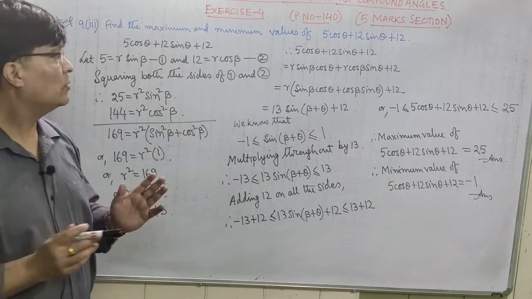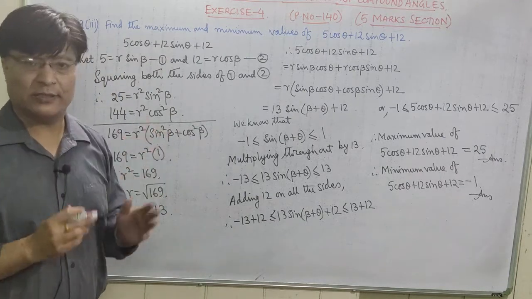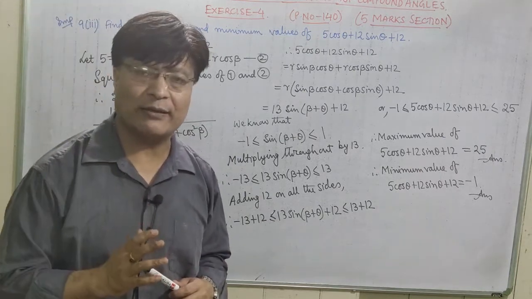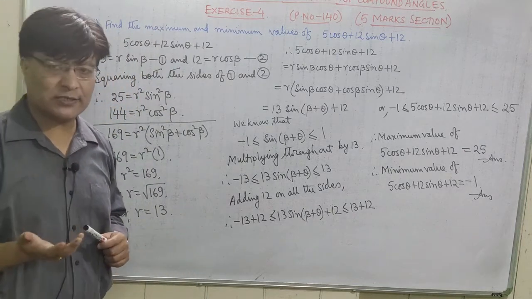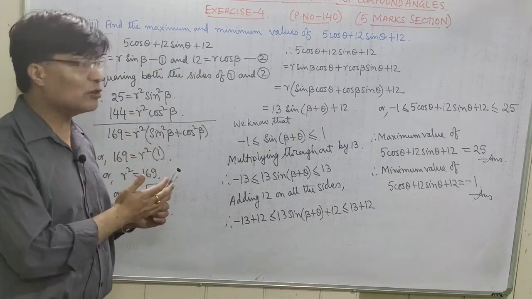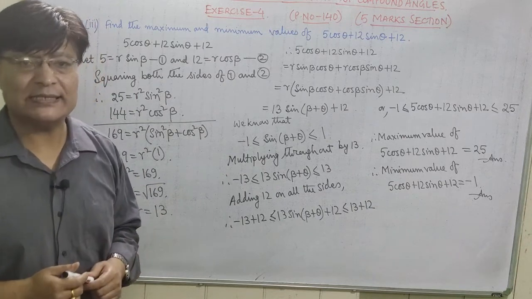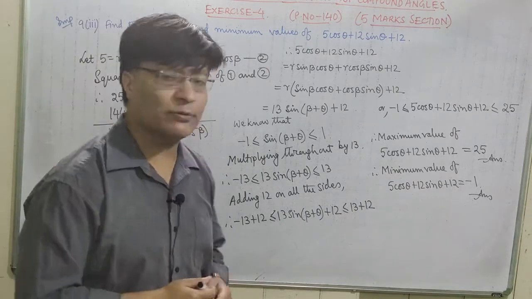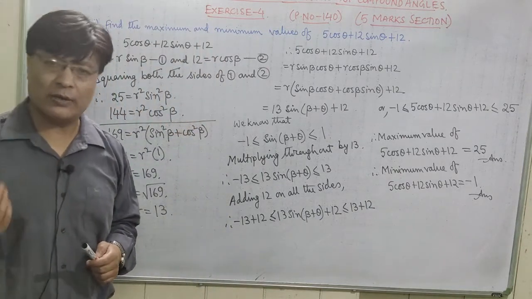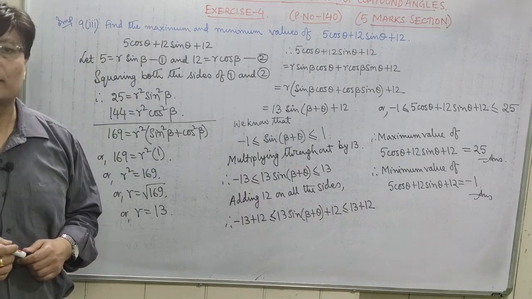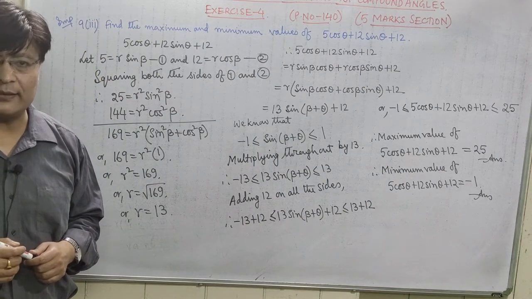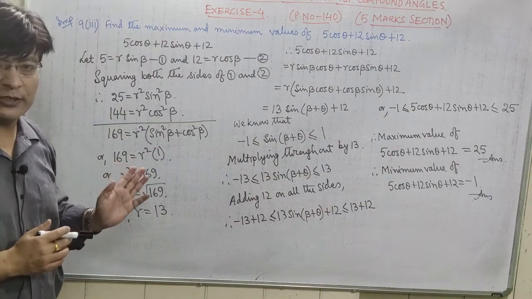Okay. So today this chapter is finished. This trigonometrical ratios of compound angles chapter is finished. Okay. So you revise all the problems that we did in this chapter, and in the next online class we will do transformation of products and sums. So this much is for today.